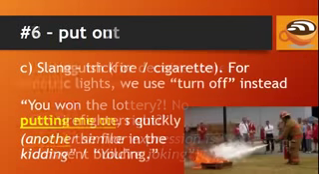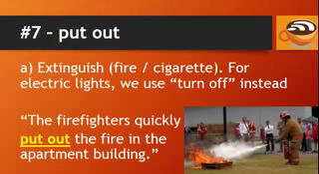Number 7. Put out means to extinguish a fire or cigarette. For electric lights, we use turn off instead. For example, the firefighters quickly put out the fire in the apartment building.